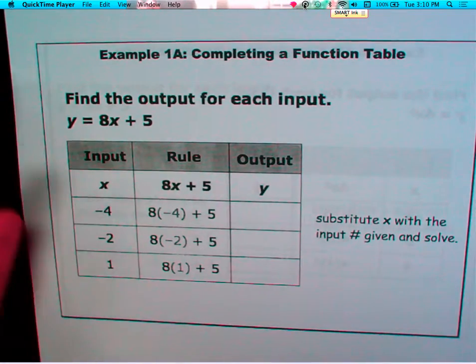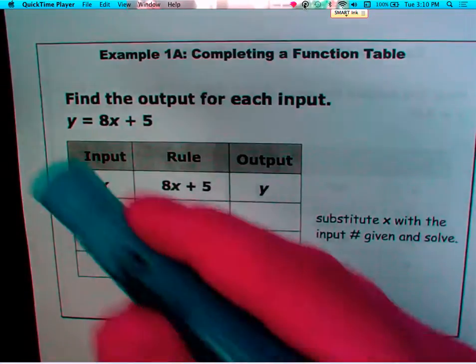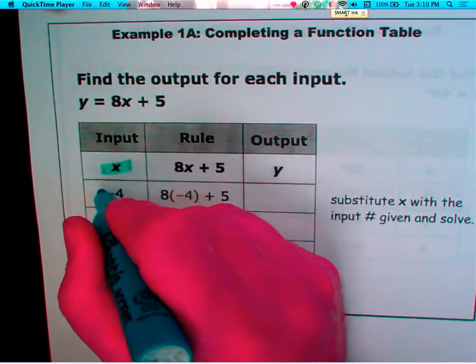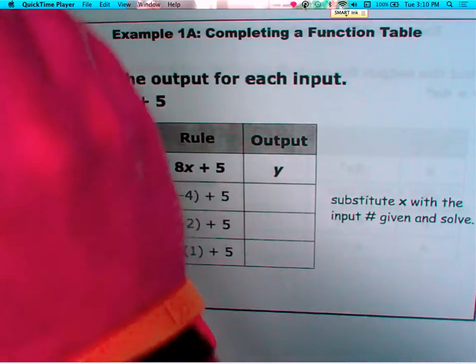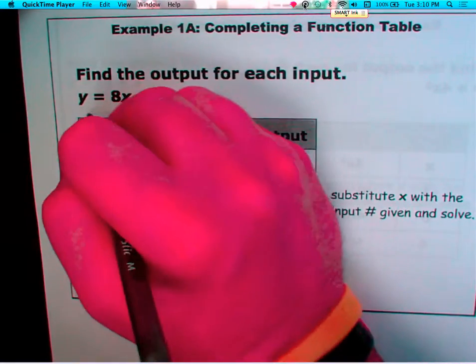Alright guys, so these are our notes about a function table. They're basically about our domain and range, and how we're going to find our outputs using our inputs, okay? So take your highlighter. The first thing we need to do is highlight the X's, because those are called my domain. My inputs are called my domain.